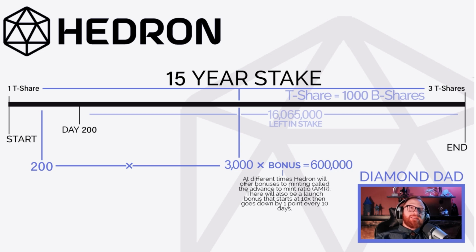So what's left in the stake is 16,065. And how did I calculate that? Well, it's the days left times 3,000. The 3,000 doesn't include the bonus. So you could constantly mint Hedron at any time. Not for free, it costs gas, but you can constantly get Hedron from your stakes over the life of the stake. And you do that by how much time has elapsed in the stake.